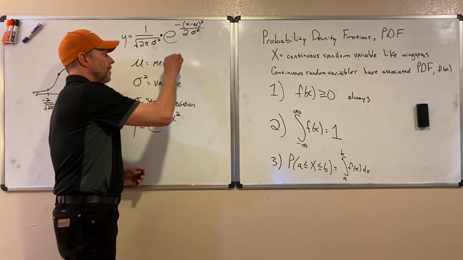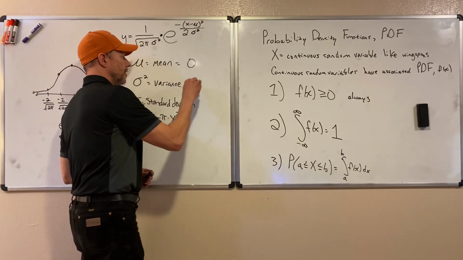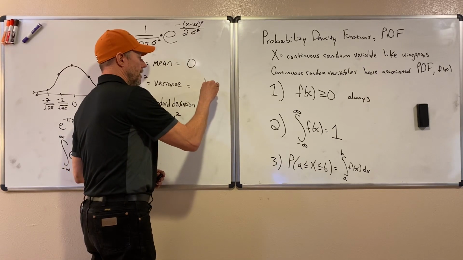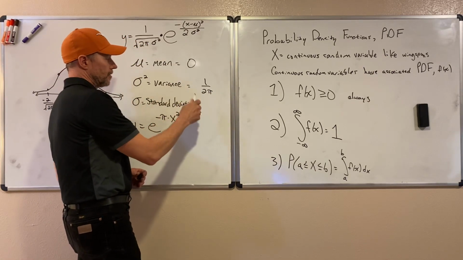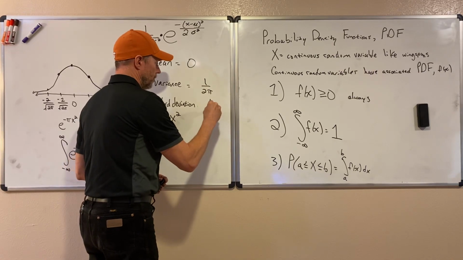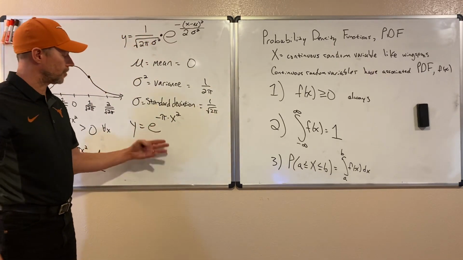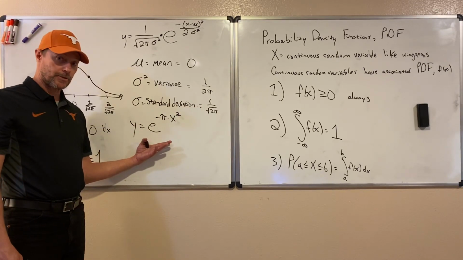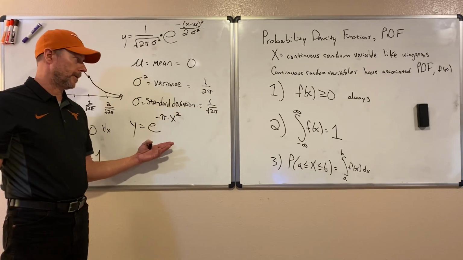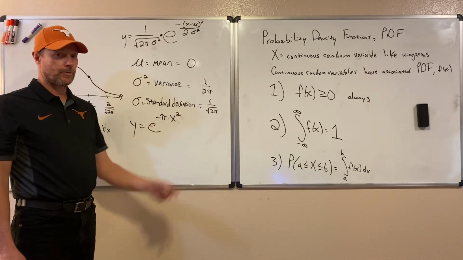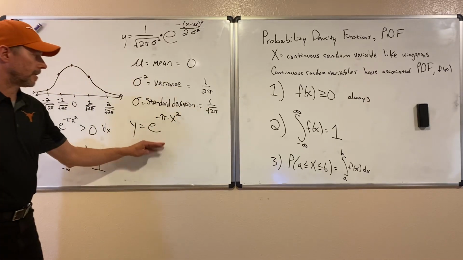Now if we let the mean be 0 and the variance be 1 over 2 pi, and then the standard deviation be the square root of that, which is 1 over the square root of 2 pi, then the normal distribution looks like this. So a normal distribution where the mean is 0 and the standard deviation is 1 over root 2 pi looks like this.